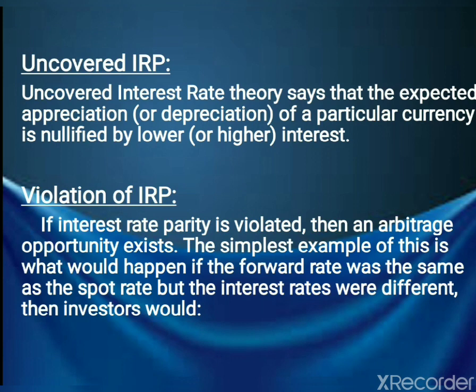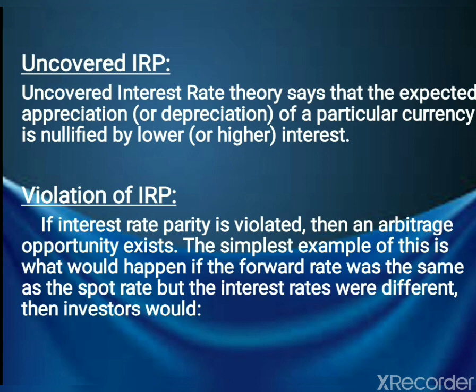Next one, uncovered interest rate parity. Uncovered interest rate theory says that the expected appreciation of a particular currency is nullified by lower or higher interest. So here there is no option like in covered interest rate parity. Here they are not going to get any premiums or discounts. Instead, there is a chance of appreciation or depreciation, and that will offset the differences, and ultimately the return will become equal. So there exists a parity.